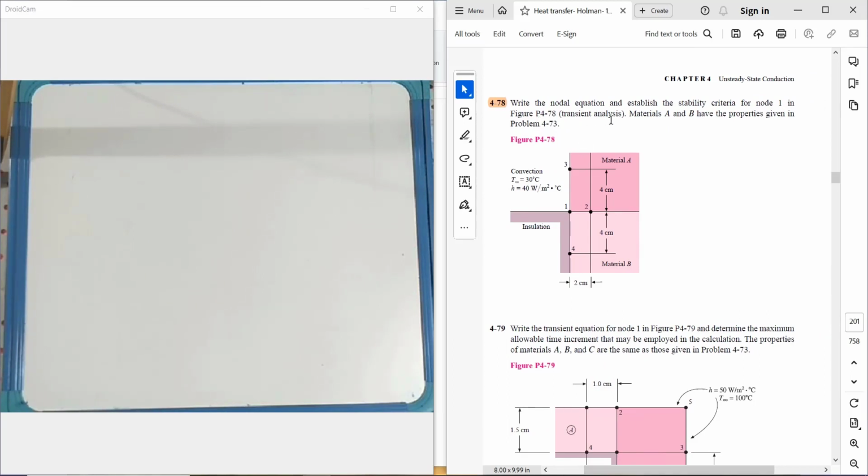Write the nodal equation and establish the stability criteria for node 1. Where is node 1 here? In this figure P4-74, which is this picture, at transient analysis, material A and B have the properties given in problem 73, which we're going to go to and see what is happening in that.